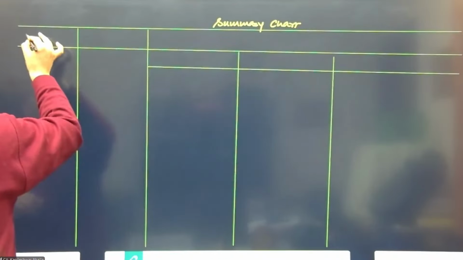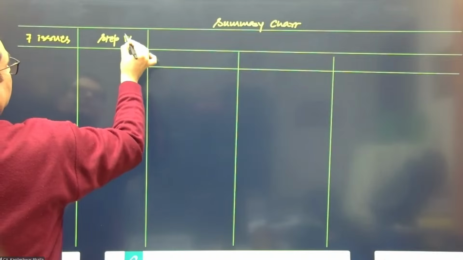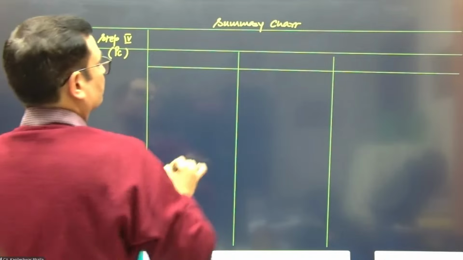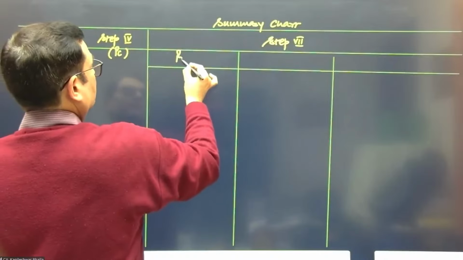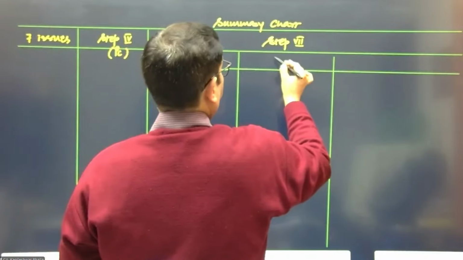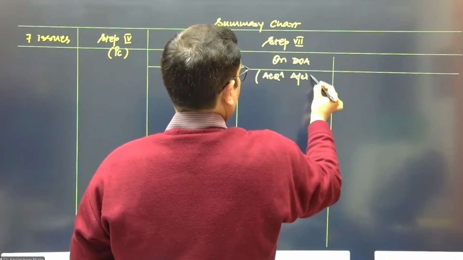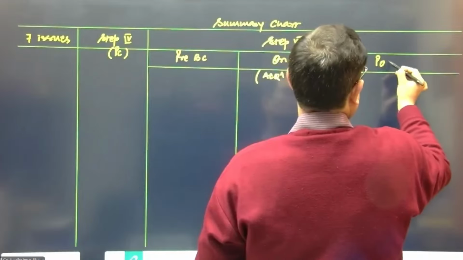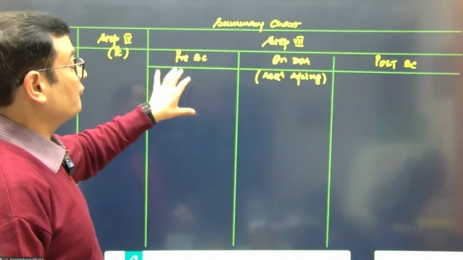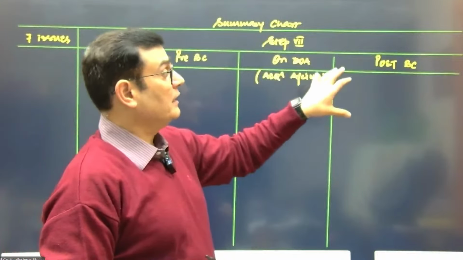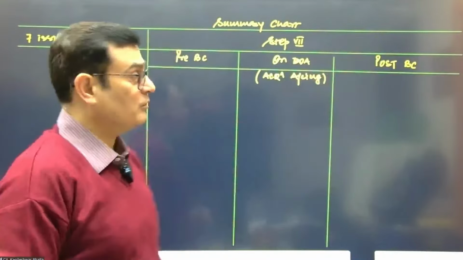So I am looking at the list of those 7 issues in terms of step number 4, that is the calculation of the purchase consideration. Then I'm looking in terms of step number 7. This is pre-business combination. This is on date of acquisition, that is acquisition accounting entry. And I'm looking at post-business combination. So your step number 7 gets divided into 3 parts: before the acquisition date, on the acquisition date, after the acquisition date. So this becomes pre-business combination, on the acquisition date, and post-business combination.